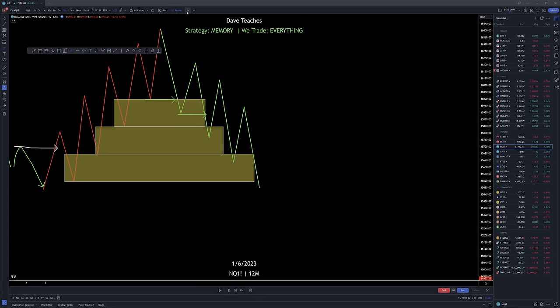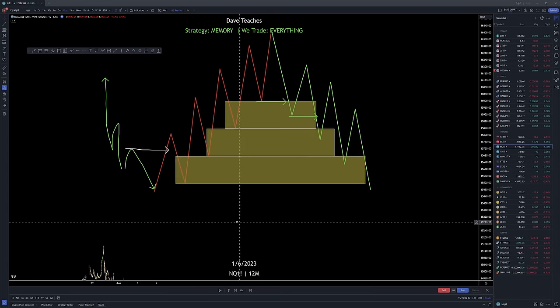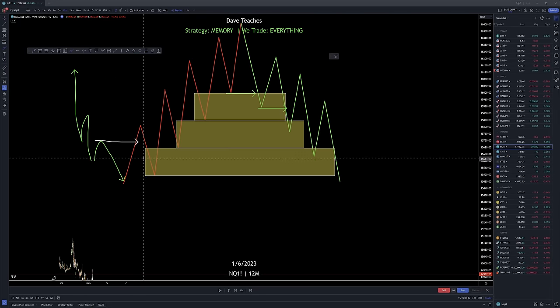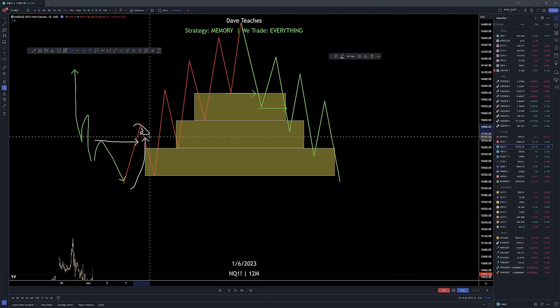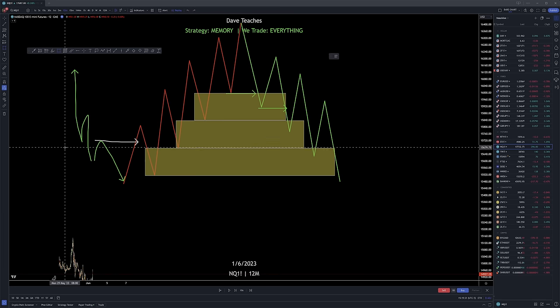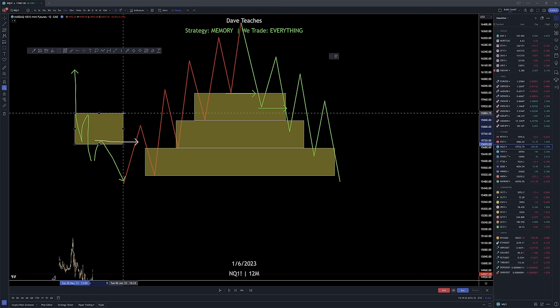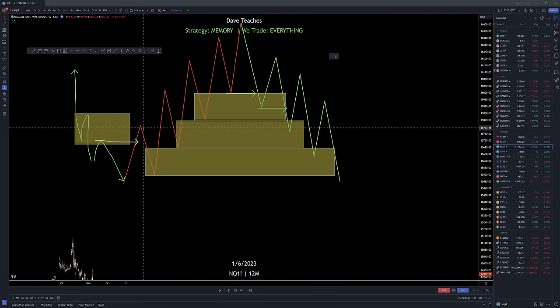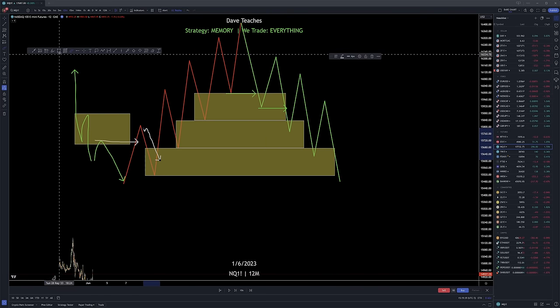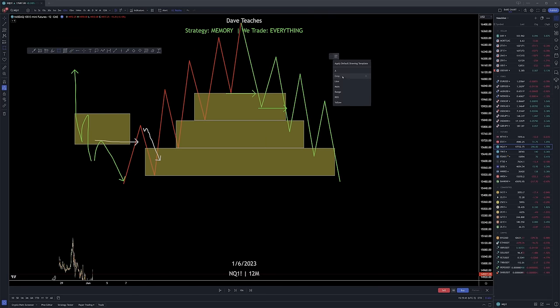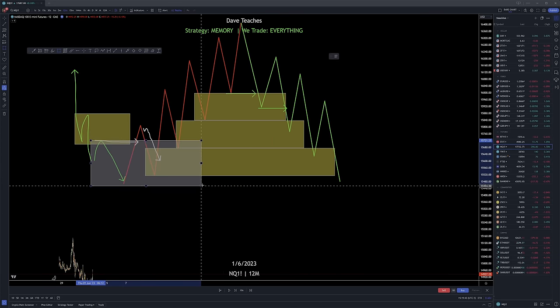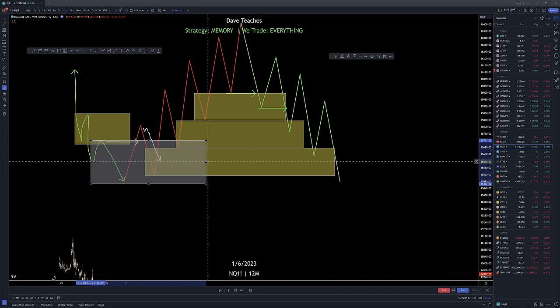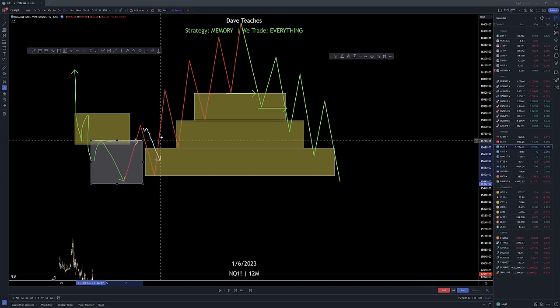So likewise, when we flip up above like that, again, it's something up above here that it taps into to provide that move back into what? The previous range before it begins to trade up again.